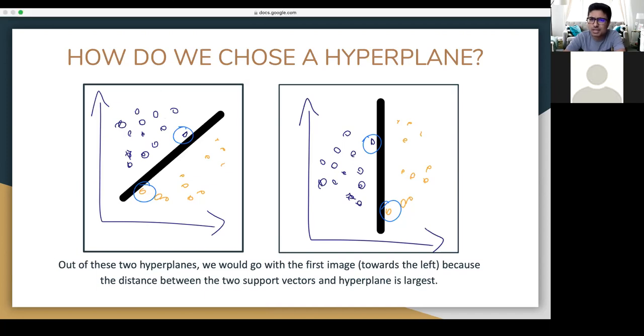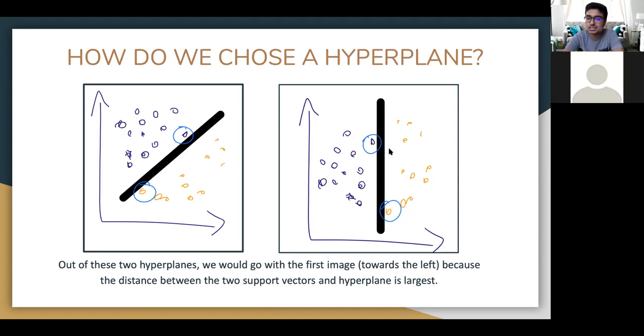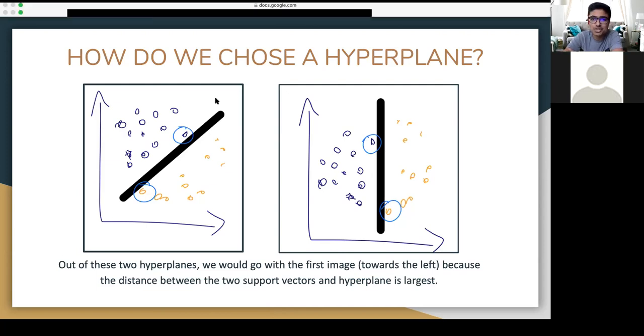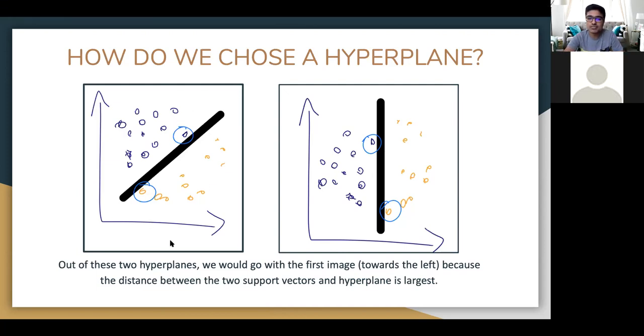And although in this case it may look like the distance between our support vector points and our hyperplane is about the same, there is a slight difference I tried to make when drawing these images: the left one does have a greater distance between the point and the line, which is why we are going to be selecting this first image as the one which represents the hyperplane we are going to continue with.